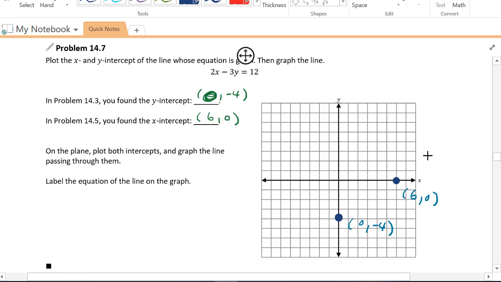Let's try that again. This one. Okay, good. Okay, there you go. So your line should look like that. Again, use something straight. Ruler, ID card, something, anything straight. All right, let's continue.